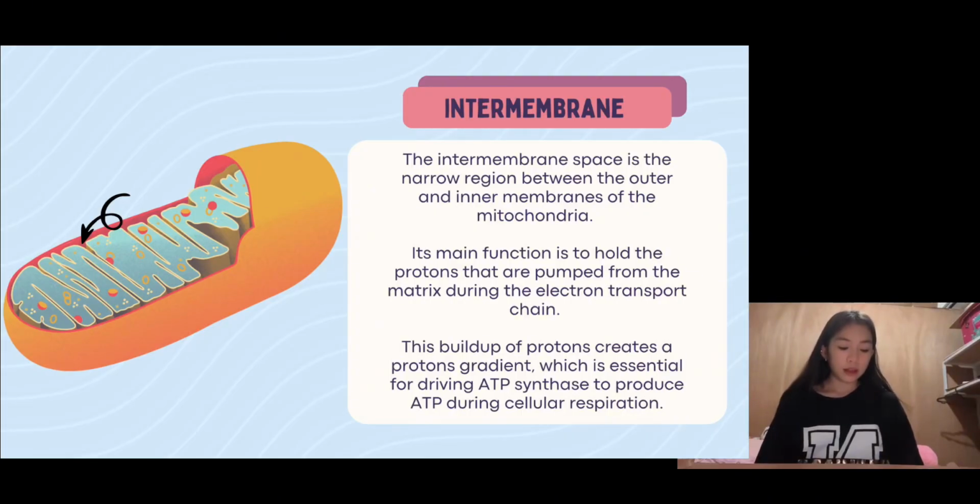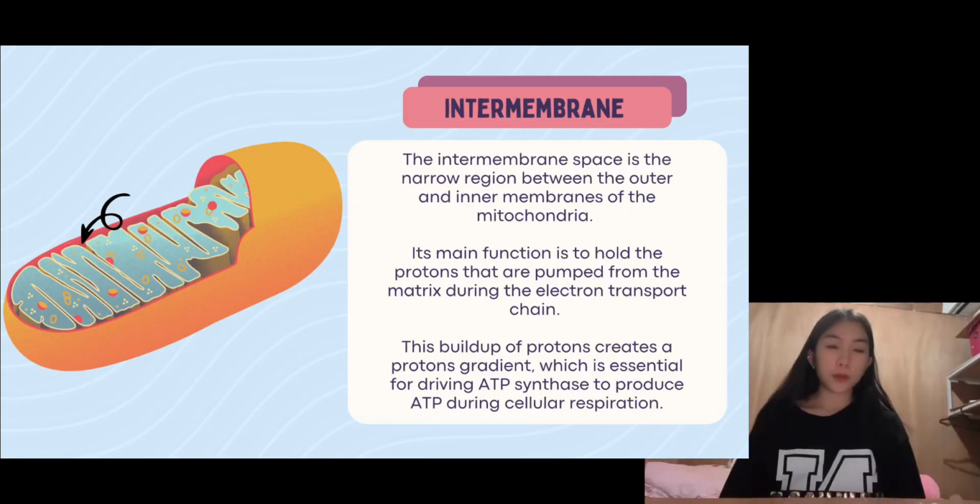Cristae. The inner mitochondrial membrane is folded into cristae, increasing the surface area for the ETC and ATP synthesis. Thylakoids. In chloroplasts, the intermembrane space is between the inner and outer membrane, while the thylakoid lumen is a separate compartment within the thylakoid membranes.